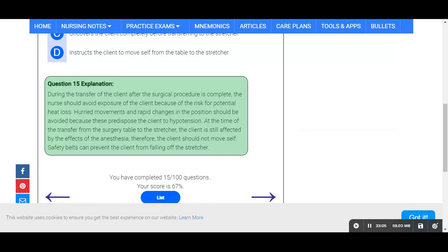At the time of the transfer from the surgery table to the stretcher, the client is still affected by the effects of anesthesia. That's true. Therefore, the client should not move by himself. Safety belts can prevent the client from falling off the stretcher.